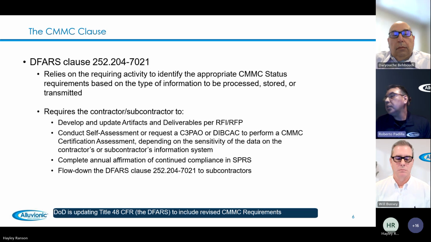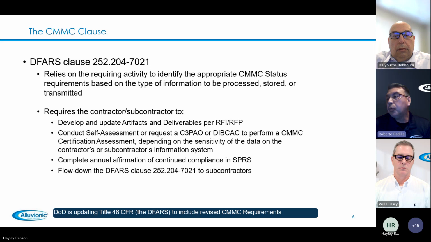So the CMMC clause that's going to be effective once the final CFR is published is going to be DFARS 7021. Most of you are familiar with DFARS 7012. DFARS 7021 is going to be the mechanism in future DoD contracts that will require the CMMC certification. As you see there, it's going to require contractors and subcontractors to develop RFIs and RFPs, or requests for information and requests for proposals, to update artifacts and deliverables.